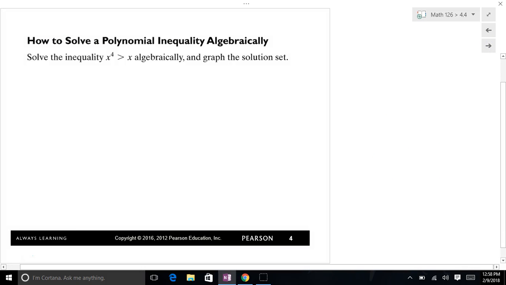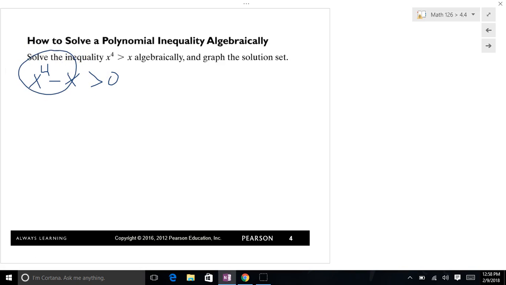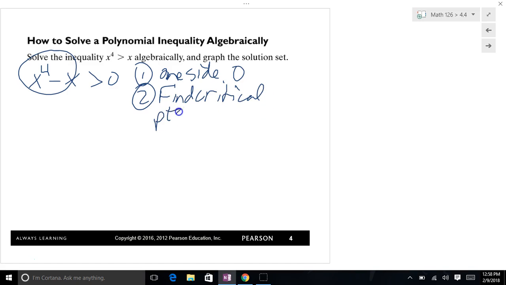All right, let's look at this other one. If we're solving this now algebraically, what you want to do is get one side 0. Where is x to the fourth greater than x? So the first step is to get one side to 0. So we're looking for, where is this function greater than 0? So number 1, get one side to 0. Okay, number 2, what you want to do is find our critical points. Okay, these are your zeros or where you're undefined.